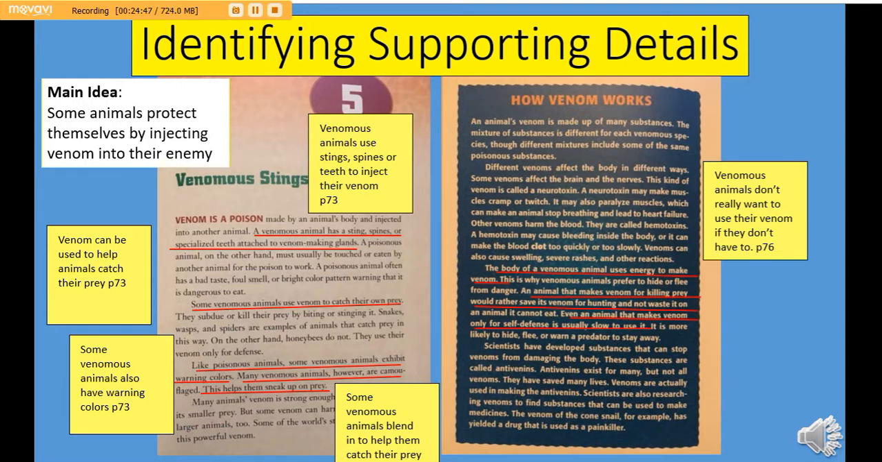Pause the video now to give yourself some time to record any new information that you need to on your Post-it notes or add any supporting details that you may have missed.